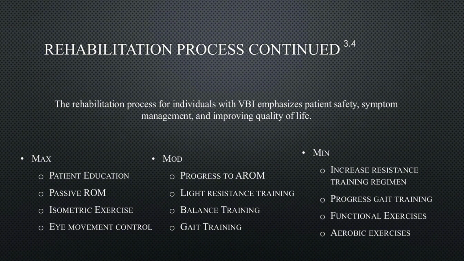The moderate phase will progress to active range of motion and begin light resistance training. This is also where you would implement balance training and gait training to make sure they're able to perform specific ADLs and get to places, and they don't have the drop attacks as Acacia mentioned earlier. For the minimum protection phase, this is where we would increase that resistance training regimen. We would also progress the gait training, so have them work on sidestepping and things like that, other than reciprocal gait. We'd also perform functional exercises and begin aerobic exercises to build up strength.